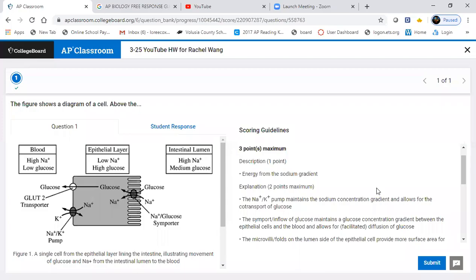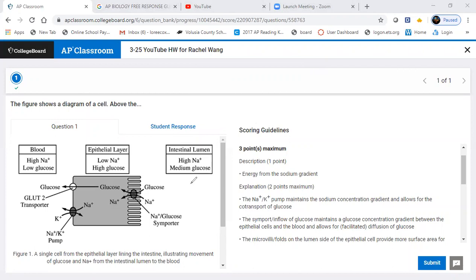Hi guys, I just wanted to go over our first free response together to talk about how it was scored and maybe give you a few pointers for your next one. This question was a little tricky, but the first thing I want to remind you guys to do is to first look at the diagram. The diagram that they give you, we really need to make sure that we're using that diagram in our answers.